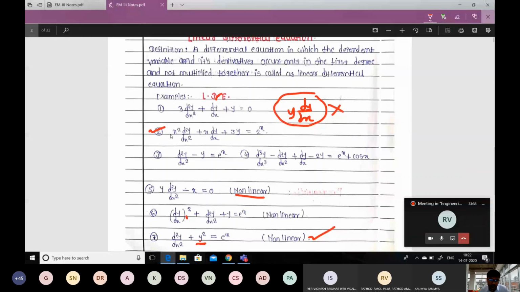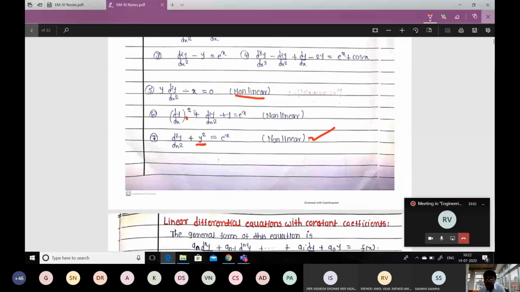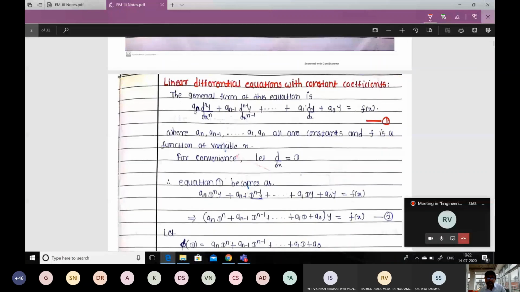Whereas if you look at example number 2, the coefficients are variable, x square, x, and some of them are constants. So we are not going to deal with variable coefficients. We are going to deal only with linear differential equations having constant coefficients. So its general form is an d to the power n y dx to the power n, and so on up to a naught y, and on the right hand side we have a function of variable x only. So here I have written f of x, that means it has to be a function of variable x only. If it includes the dependent variable, then obviously it will not be a linear differential equation.